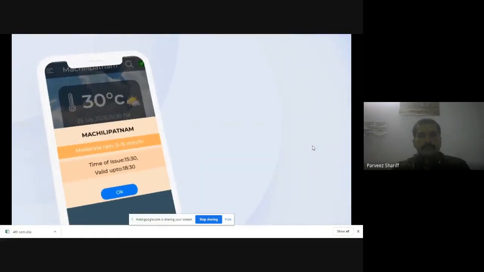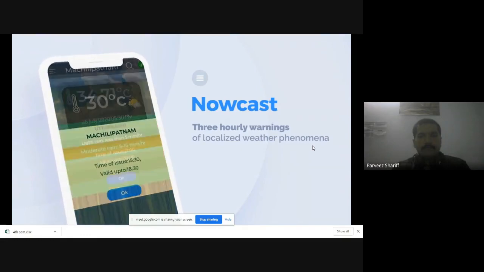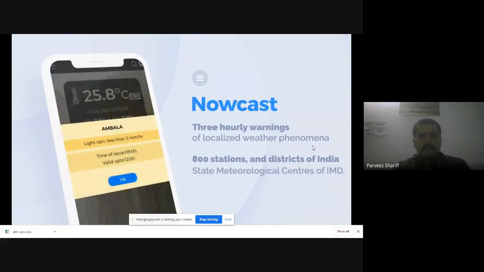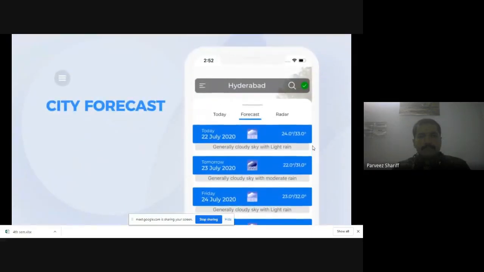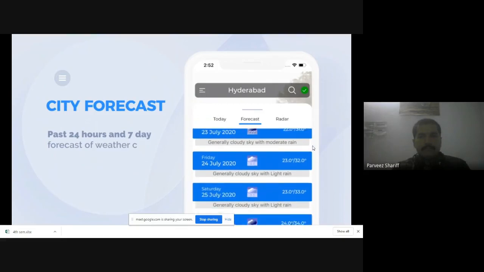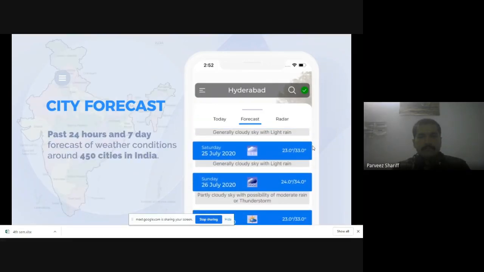2. Nowcast gives 3-hourly warnings of localized weather phenomena and their intensity issued for about 800 stations and districts of India by state meteorological centers of IMD. In case of severe weather, its impact is also included in the warning. 3. City Forecast provides the past 24 hours and the 7-day forecast of weather conditions around 450 cities in India.